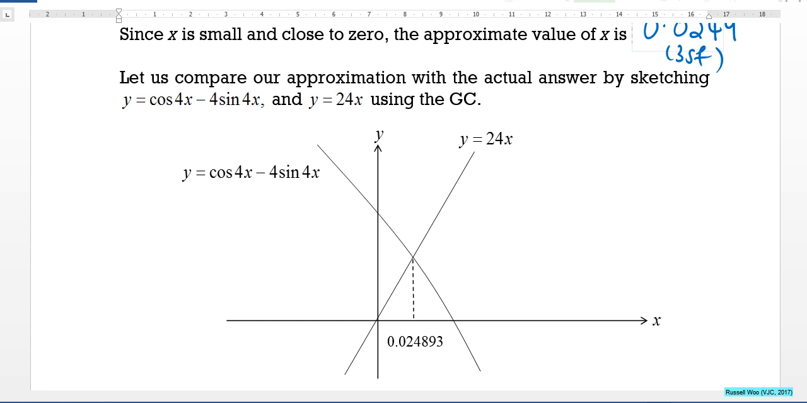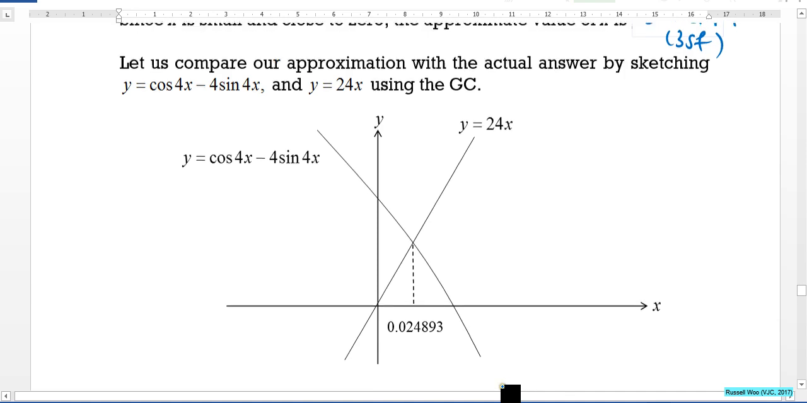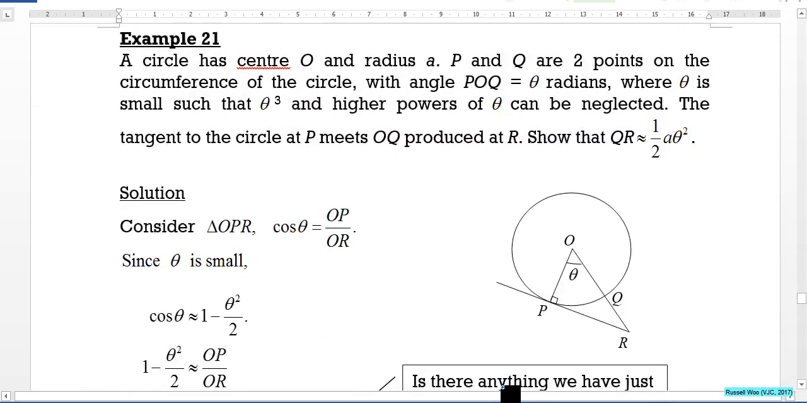Example 21. Okay, read the question. You actually want to show that QR is this. QR is here.